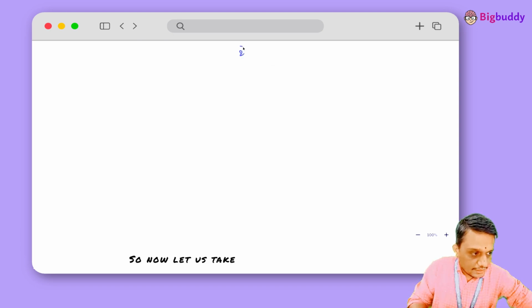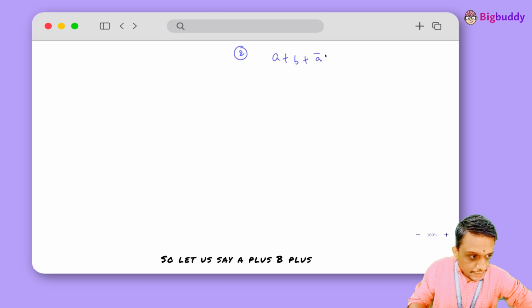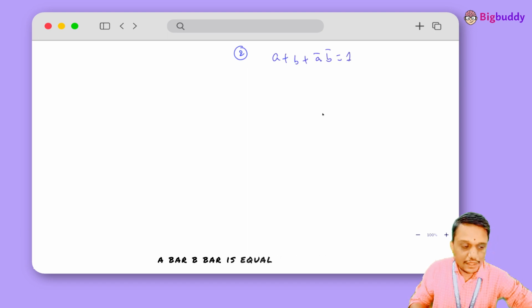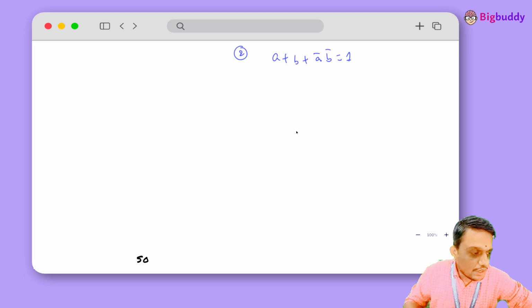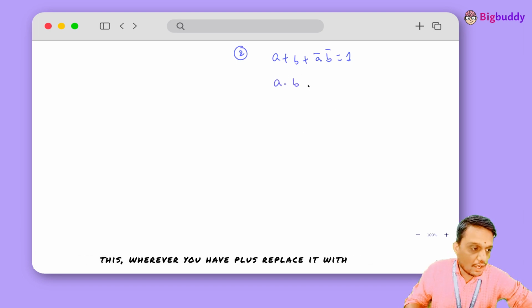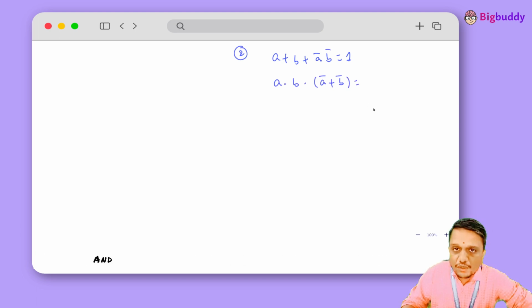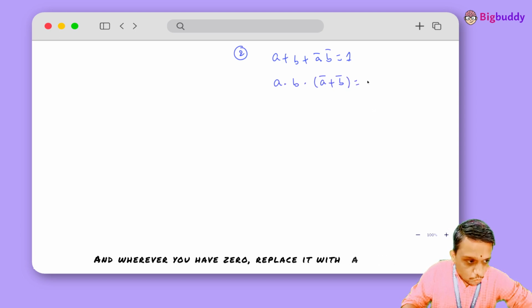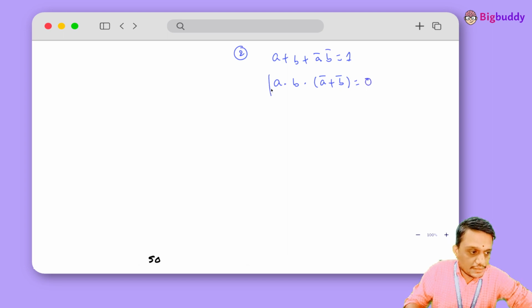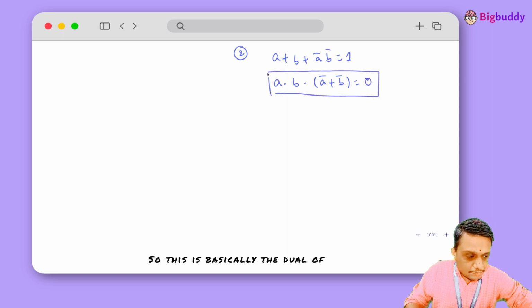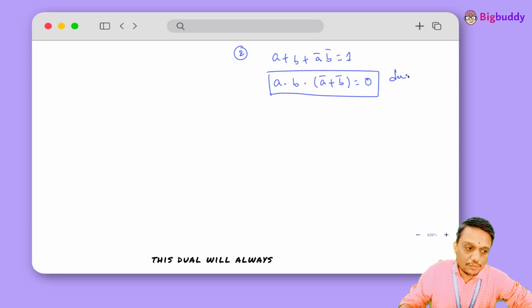Now let us take one more example. Let us say a plus b plus a bar b bar is equal to 1. If you want to write the dual of this, wherever you have plus, replace it with dot. Wherever you have dot, replace it with plus, wherever you have 1, replace it with a 0, and wherever you have 0, replace it with a 1. So this is basically the dual of this. Dual will always be true.